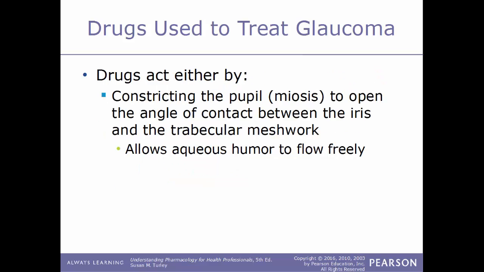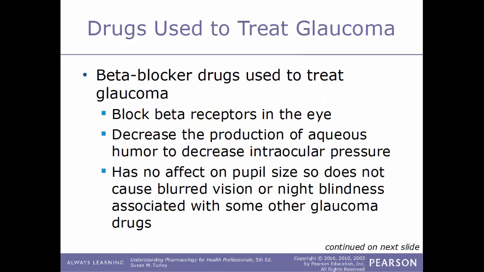Another way they could act would be by constricting the pupil to open the angle of contact between the iris and the trabecular meshwork. And this would allow the aqueous humor to flow more freely. There are various types of drugs that would treat glaucoma. First ones we'll talk about are the beta blocker drugs.